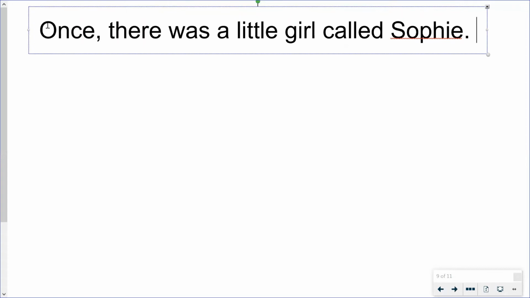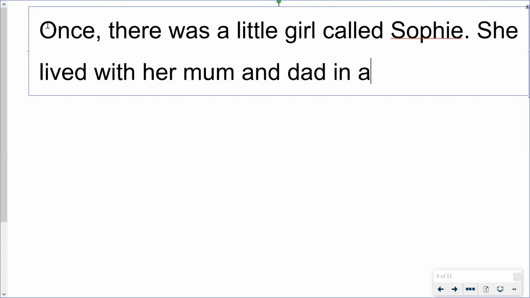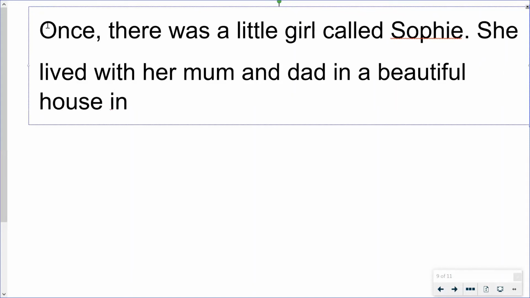So my next sentence that I want to write is, she lived with her mum and dad in a beautiful house in London. So can you help me write that? So she, I don't have any space, so I need to go down. She lived with her mum and dad in a, do you remember how to write the word beautiful? Beautiful house in London. Now, London needs a capital letter because it's the name of a city, okay? So here's my full stop.